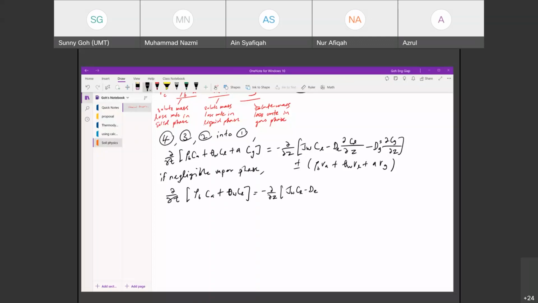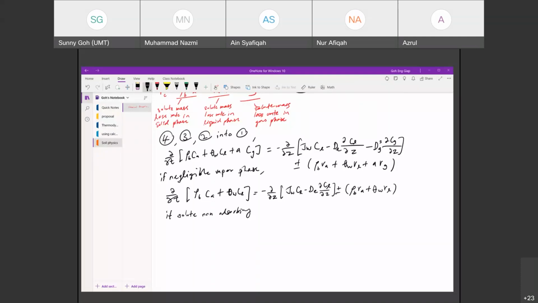You see the gas part, we remove the gas. We can also make another simplification. Say, for example, if we say the solute is non-absorbing.